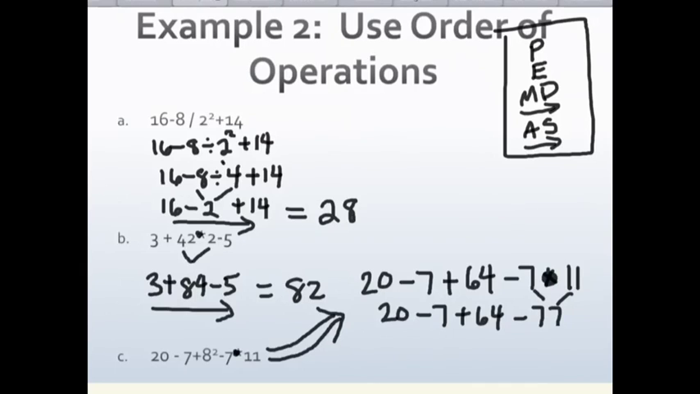Finally, I can go from left to right, adding and subtracting as I please. Well, not as I please, from left to right. And when I do that, I get, 20 minus 7 is 13. 13 plus 64 is 77. And then 77 minus 77 brings me to 0. So my answer here is 0. You can check my math. Tell me if I'm wrong tomorrow. And that's it for this example.